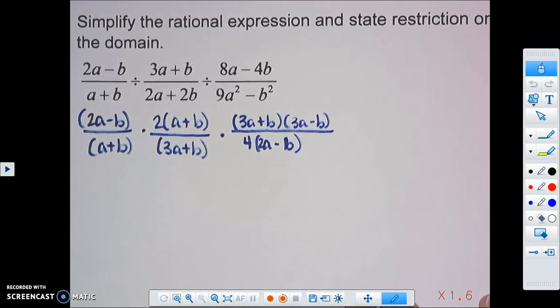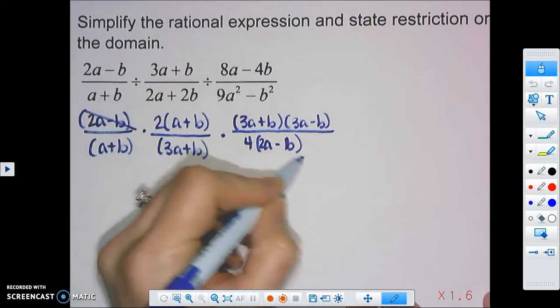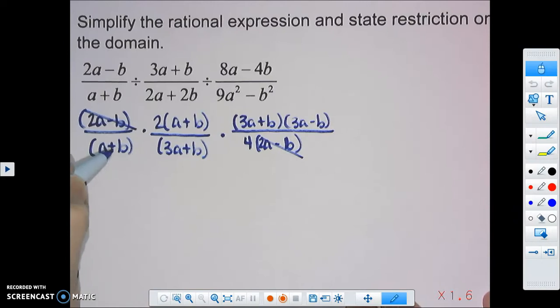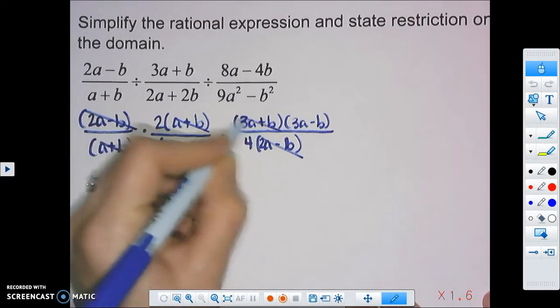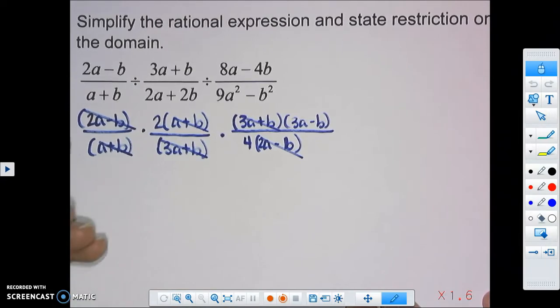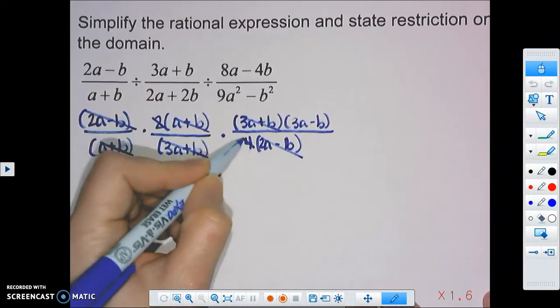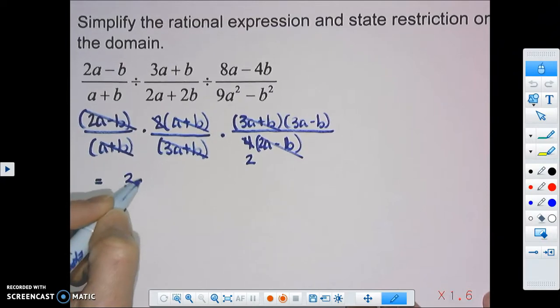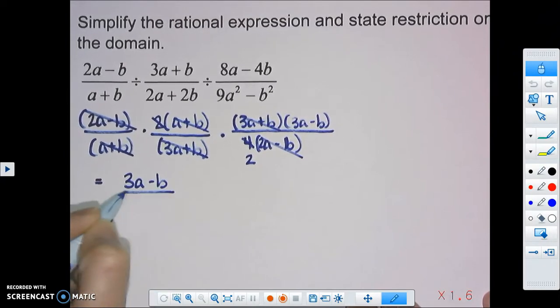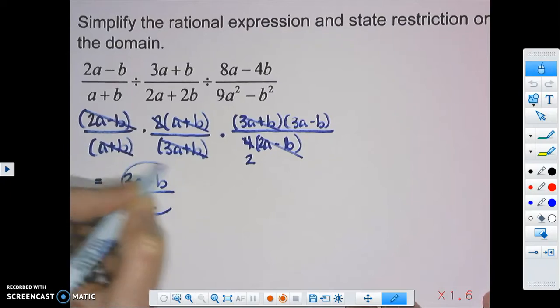Now that we're here, we can either choose to write restrictions, or I'm going to cross things off first. So we have 2a minus b's, those go away. A plus b goes away. 3a plus b goes away. And 2 and 4 would give us 1/2. So the first part of our answer is 3a minus b all over 2.